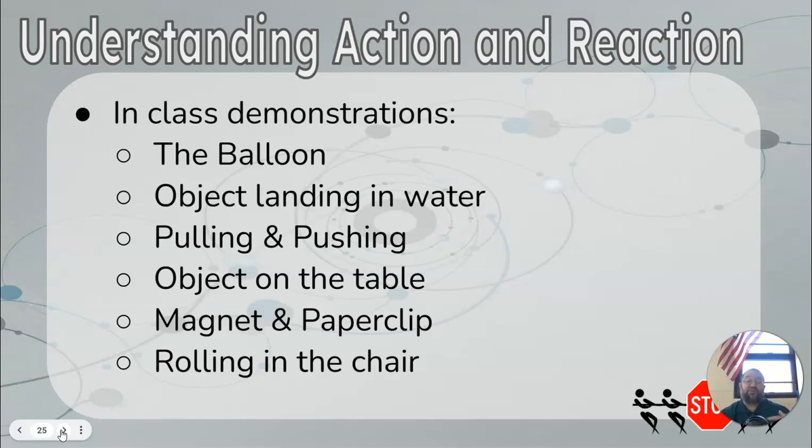So we're going to watch what happens with a balloon. I'm not going to spoil what's going to happen, but we're going to watch something with a balloon. We're going to watch something when an object lands in water, and we're going to pair that with a heavier object. We're going to do some pushing and pulling together. We're going to look at the object on the table, which I've already kind of described. We're going to look at invisible forces with the magnet and the paperclip, and of course, as I demonstrated, with the rolling chair. So don't miss my last video where we summarize everything briefly and put everything all together.